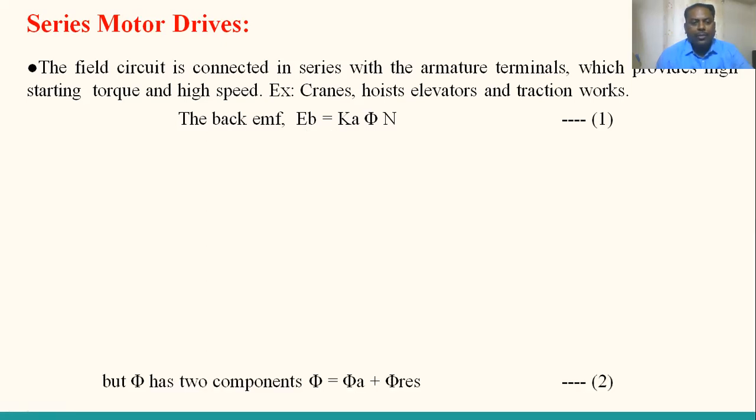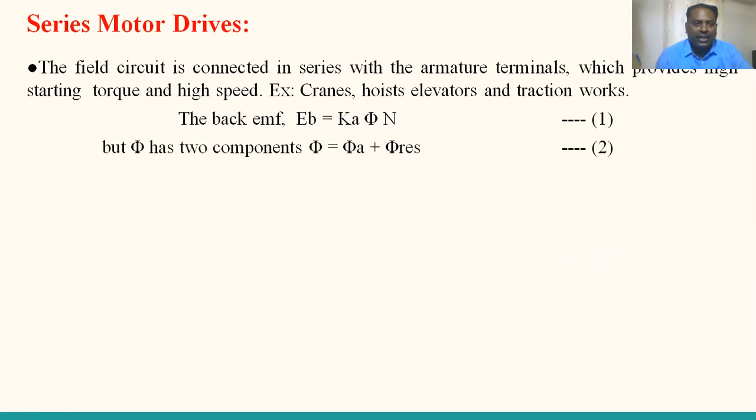But in a series motor, since the field winding and armature winding are both connected in series, the flux phi has two components: the armature flux and the residual flux. So phi is equal to phi A plus phi RES. As per the property of linearity, phi A is directly proportional to IA, so phi A equals Kf into IA. Here equation 1 is EB, equation 2 is phi, and equation 3 is phi A.